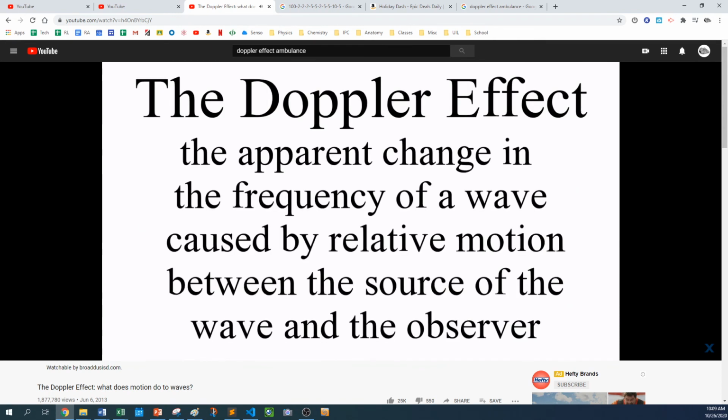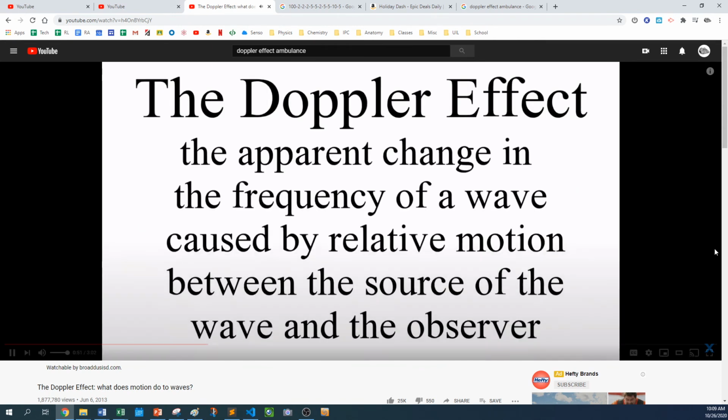So that is the Doppler effect, the apparent change in the frequency of, I would write that down, a wave caused by relative. What was it? No, you have to be moving. Whatever is creating the sound has to be moving relative to someone else. Motion between the source of the wave and the observer.